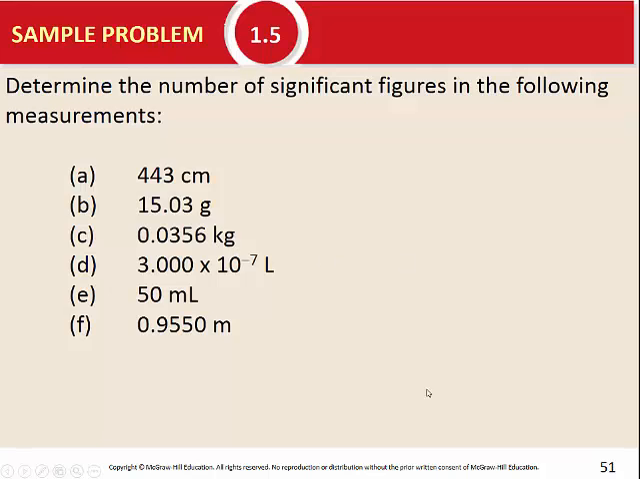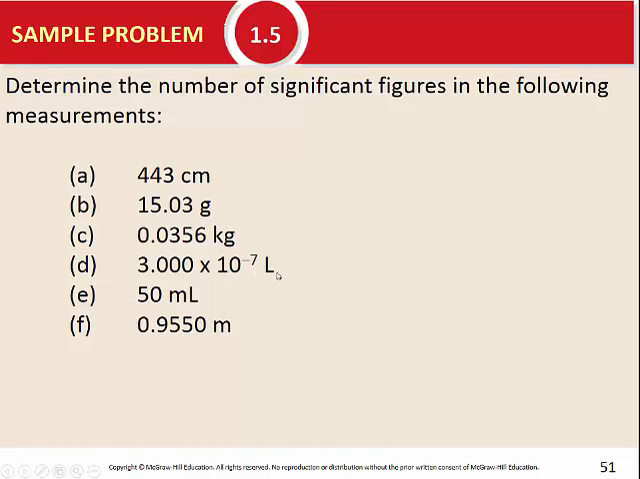Determine the number of significant figures in the following measurements. 443 centimeters. Well, that's pretty easy. 1, 2, 3 significant figures. 15.03. This 0 is sandwiched in between, so it counts. 1, 2, 3, 4 significant figures. 0.0356 kilograms. These zeros are leading zeros, which means they do not count under any circumstances. So we're going to ignore them and skip straight to the first non-zero. 1, 2, 3. This number has 3 significant figures.